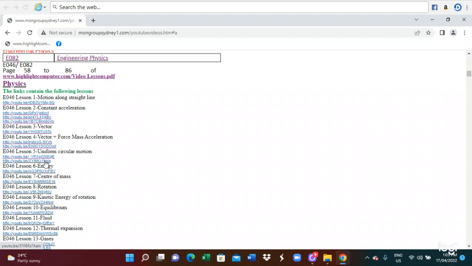Uniform circular motion. Those are the lesson written notes for these videos, which you can see from this site. If you don't have them, select video lesson. Pages 58 to 86 cover the engineering physics. All the video written notes you can get from this site, and you can read pages 58 to 86. And the last one is uniform circular motion, the last lesson for this week.